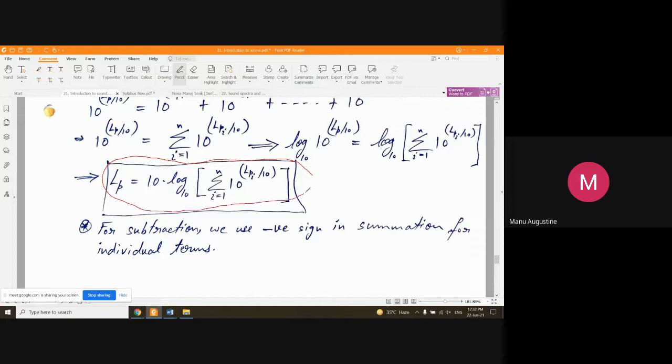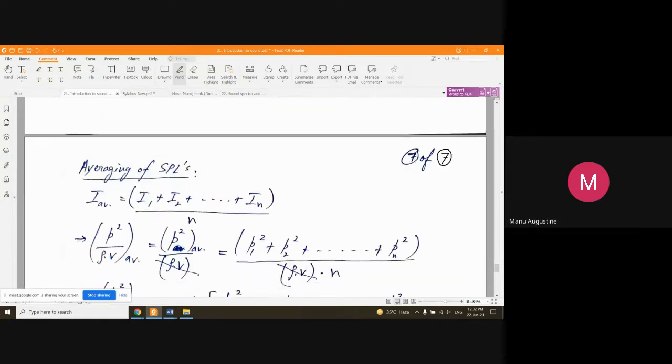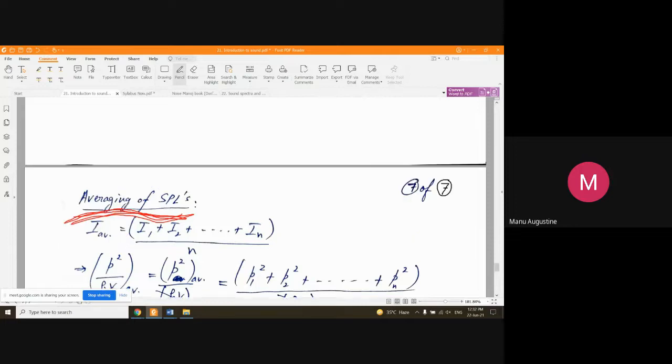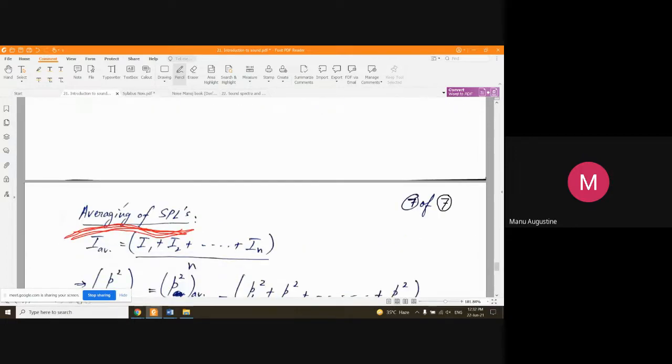And now in this lecture, after completing another small topic, that is how to average the sound pressure levels or any decibels that are reaching you, how to get an average value. The concept and the mechanism are exactly the same. The only thing is that instead of adding or subtracting, now you are finding the average value.